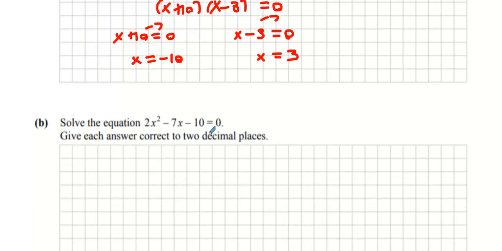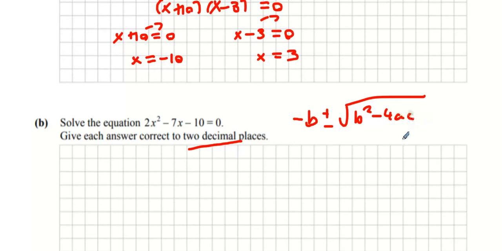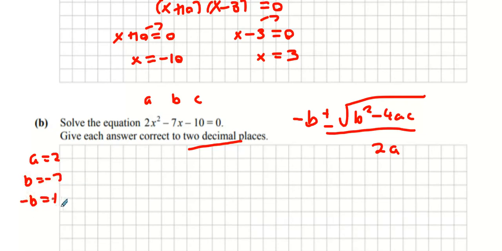Solve the equation, correct to 2 decimal places. You're going to need the minus b formula this time. Minus b is plus or minus the square root of b squared minus 4ac all over 2a. So a, b, and c. A is 2, b is minus 7, minus b is plus 7, and c equals minus 10.